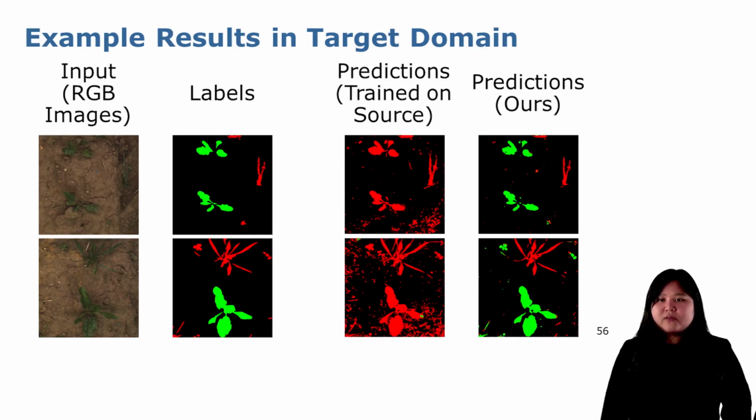We ran an experiment and showed that our method is able to improve the performance in the target domain. We see that here we are able to detect at least the crops, and we no longer think that all vegetations are just weeds.